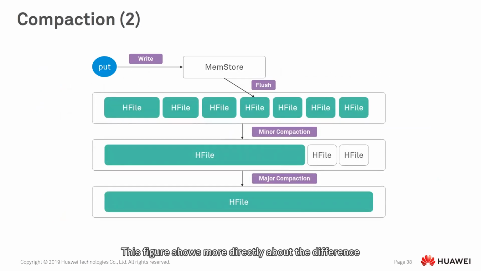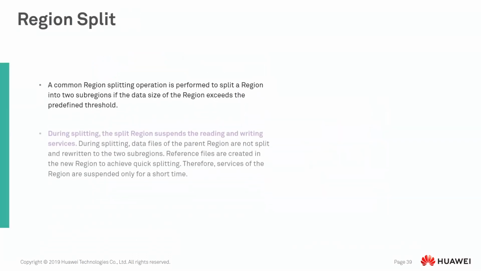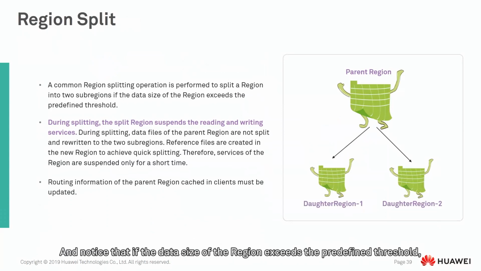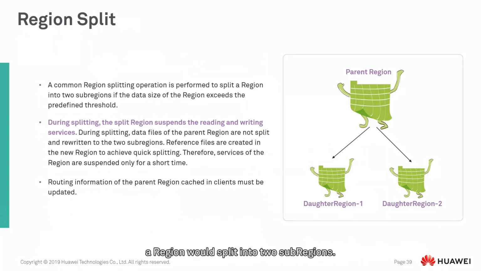This figure shows more directly the difference between minor compaction and major compaction. Minor compaction involves partial HFiles, while major compaction involves all the HFiles. And notice that if the data size of the region exceeds the predefined threshold, a region would split into two subregions. During this process, the reading and writing services would be suspended for a short time.